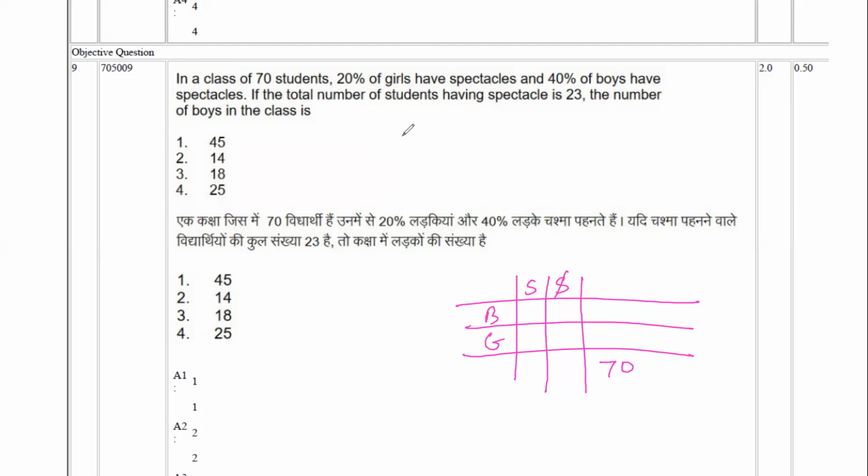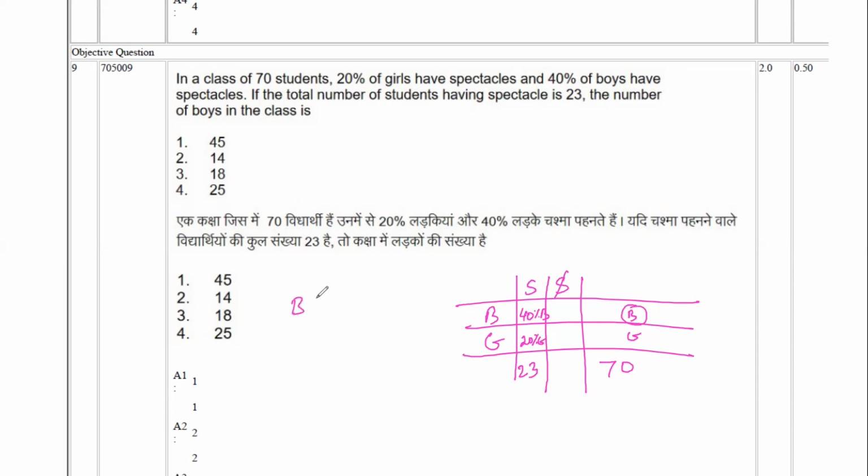Okay. So let 20% of girls be 20% of G and 40% of boys be 40% B. I'm assuming that the total is B and total is G. So 20% G and 40% B. If total number of students having spectacles is 23, so this is 23. So the question is the number of boys in the class. So B is how much?